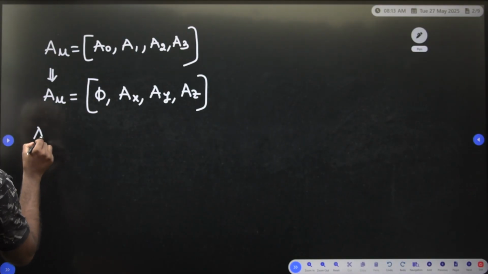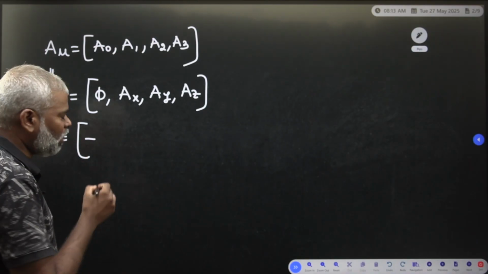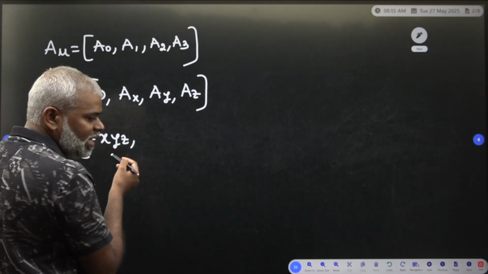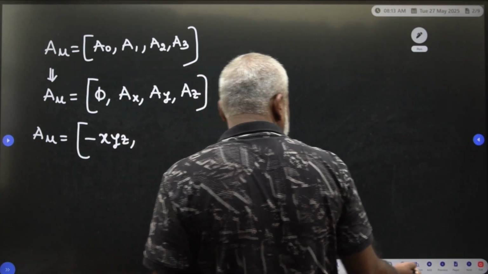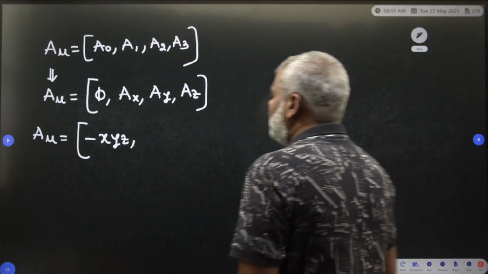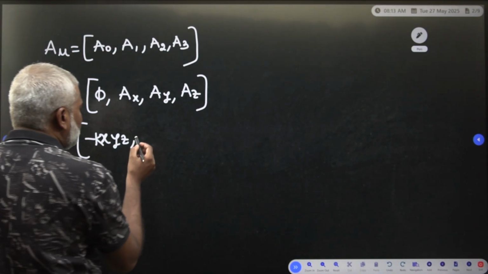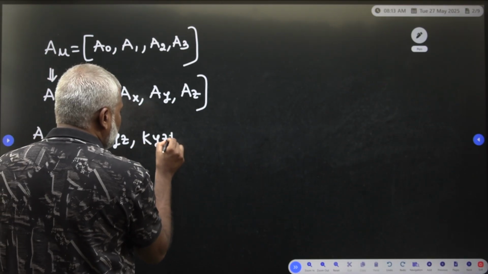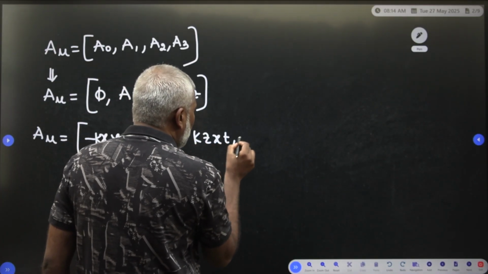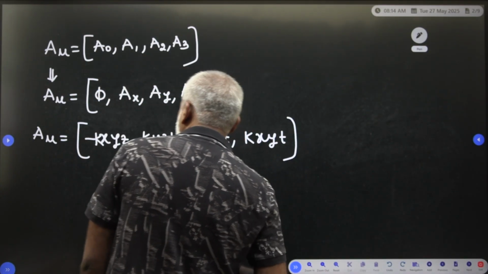They have already given the data: A mu equals minus kxyz, then k into yz into t, k into zx into t, and k into xy into t. So, these are the things you have to see.